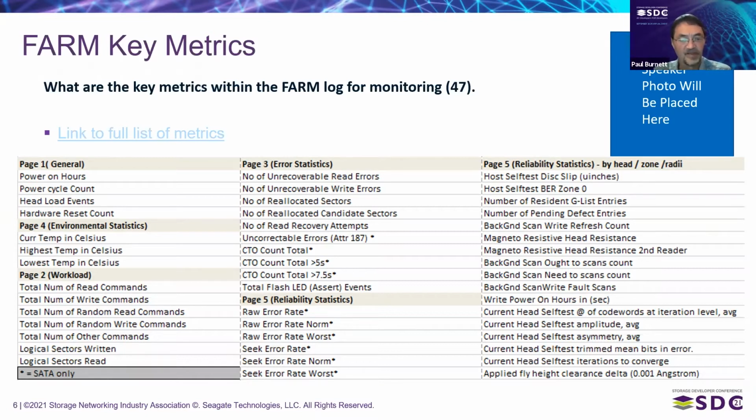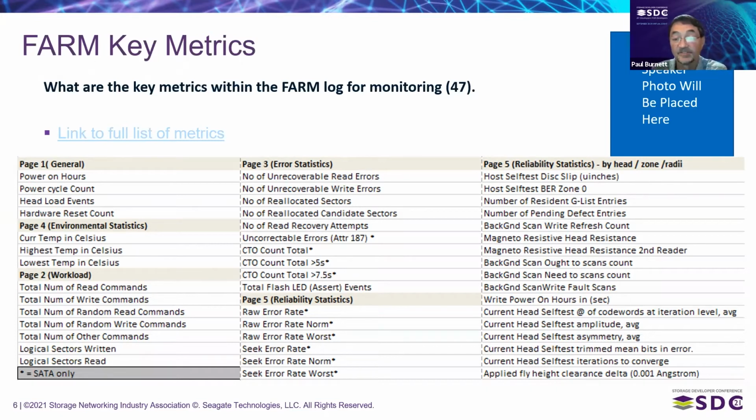In the reliability statistics, we have the raw error rate and the seek error rate, which are attributes 1 and 7, which are available in the SATA SMART attribute sector. And under the reliability statistics, we have some parameters that are tracked by head, and some are by head by zone, some are by head by zone with a couple of radii in there. And some that include some of our internal self-tests that can be issued to the drive that can do things like disk slip checking and BER checking. Look at some of the glist entries and pendings on a by head basis.